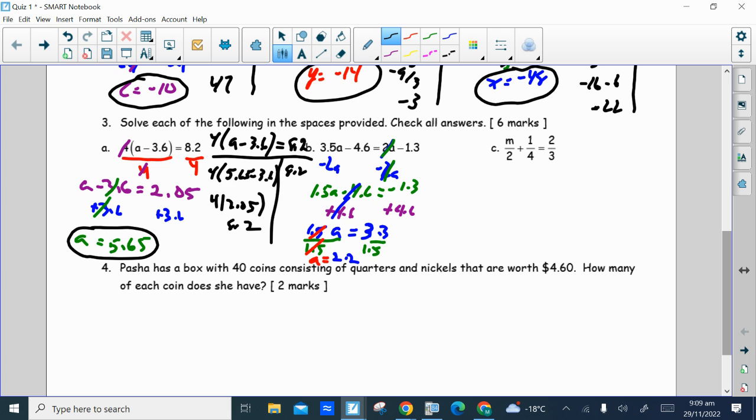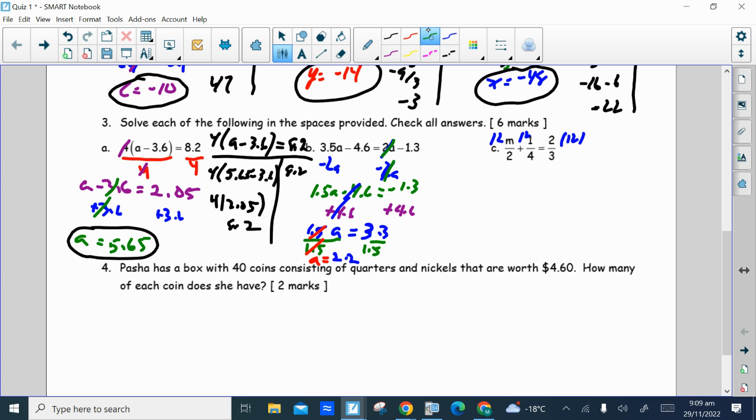Question C. In this case, because you got a bunch of denominators, I would get rid of the denominator by multiplying everything by the common denominator. The least common multiple of all these numbers, 2, 4, and 3, would be 12. So I'm going to multiply every term by 12.